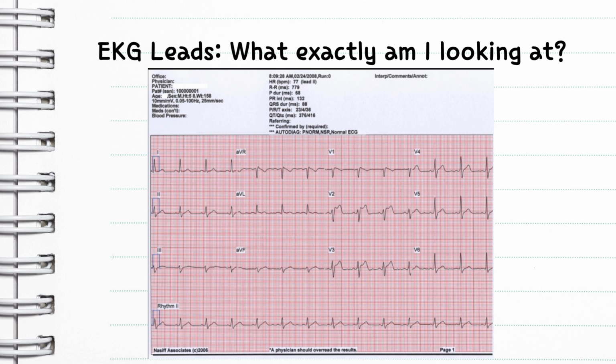The fourth column, 4, 5, 6. And then at the bottom, you see it says rhythm 2. So it's taking that second lead from the first column, and it's just doing a longer strip at the bottom. Okay. So when you look at this, it's like seeing from different angles of the heart. What's going on in the electrical impulse through here?